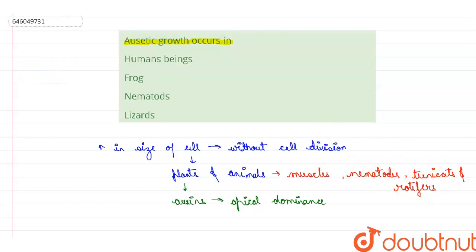Now, if you look at the correct option for this question, that auxetic growth occurs in, then is it occurring in human beings? No, it is not occurring in human beings. Neither is it occurring in frog. So it is occurring in nematodes. This is the correct option. As I told you, it occurs in nematodes, tunicates, and rotifers. So the correct option will be option third, which is nematodes, and fourth is lizard, which is an incorrect option. In this, auxetic growth doesn't occur. So the only correct option here will be option third, which is nematodes.